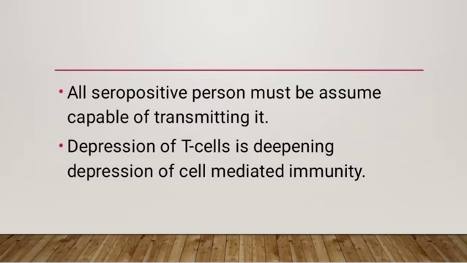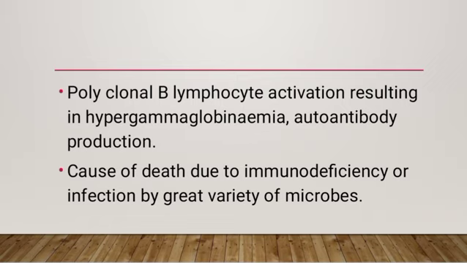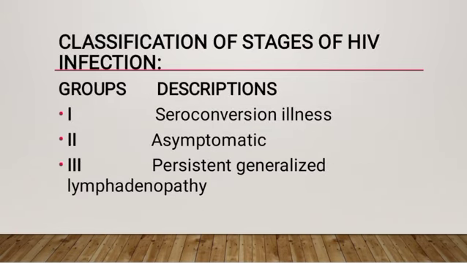Now basically this is what happens: the immune system T cells are depressed, along with depression of cell mediated immunity. And then what happens to the B lymphocytes? In B lymphocytes, polyclonal activation of B cells happens. That results in large amounts of immunoglobulins, meaning hypergammaglobulinemia. It also causes death, due to immunodeficiency or infection by a great variety of microbes.